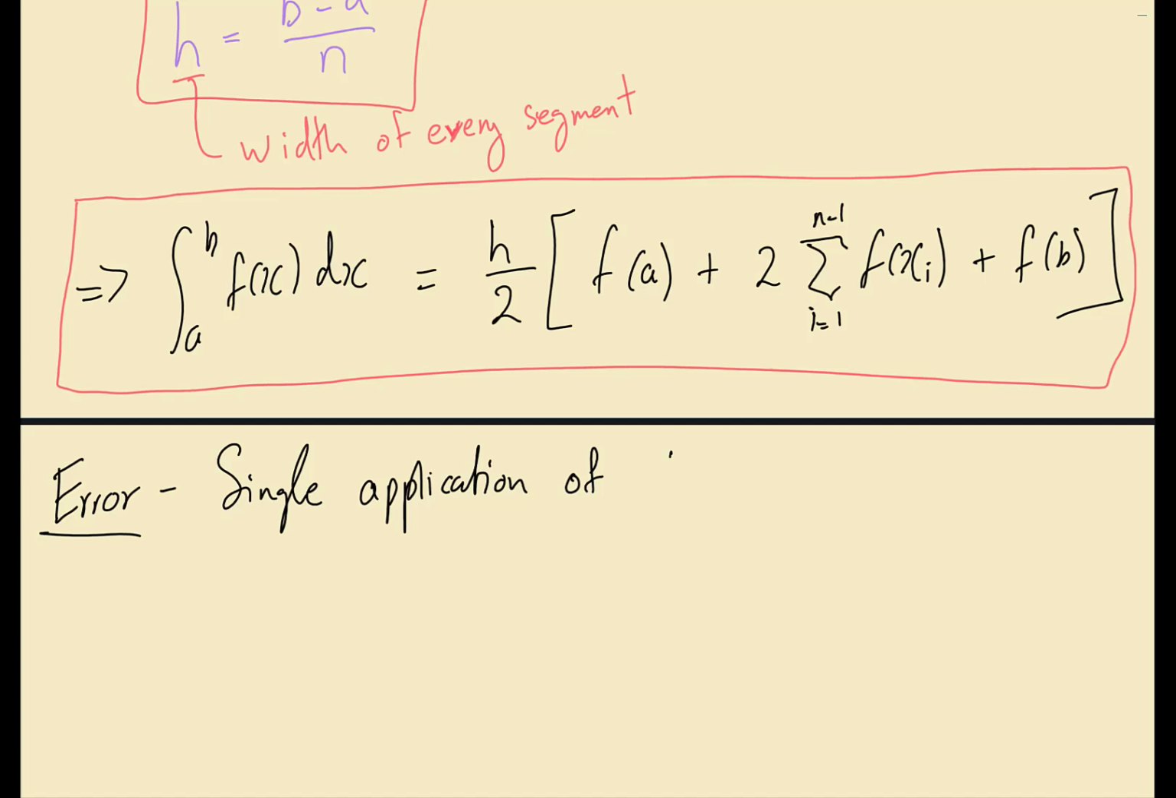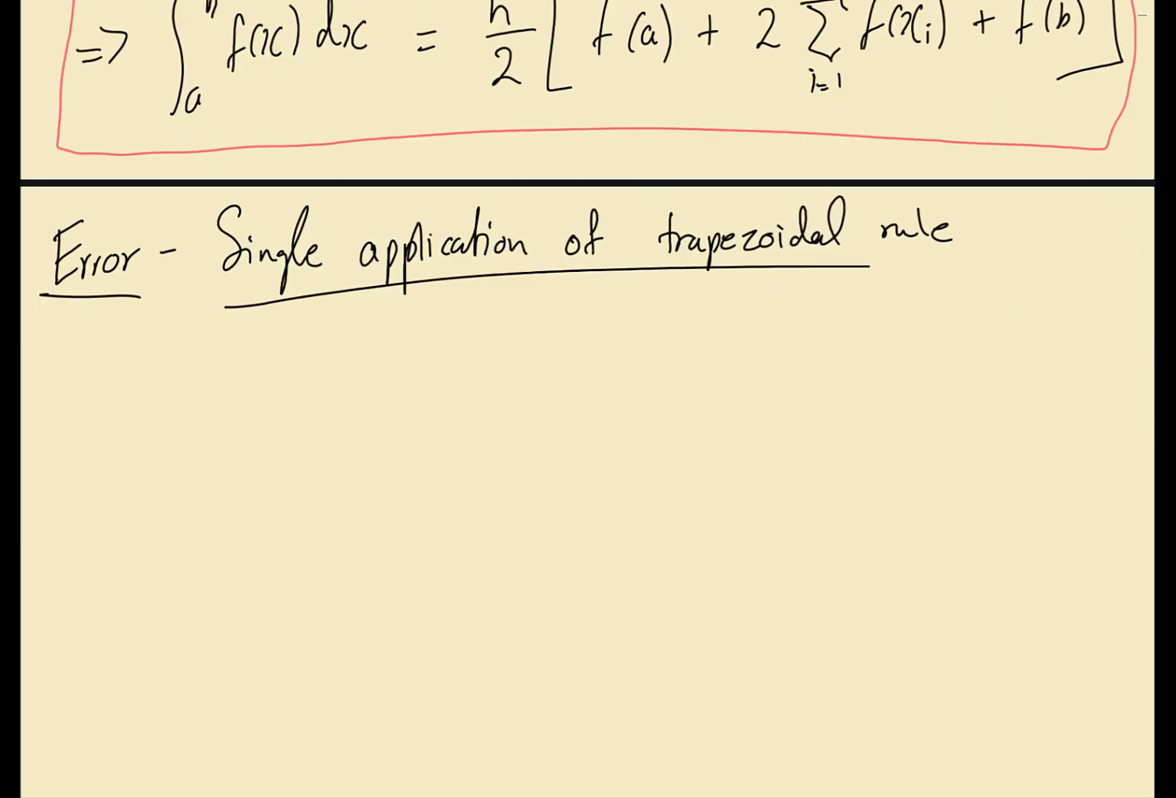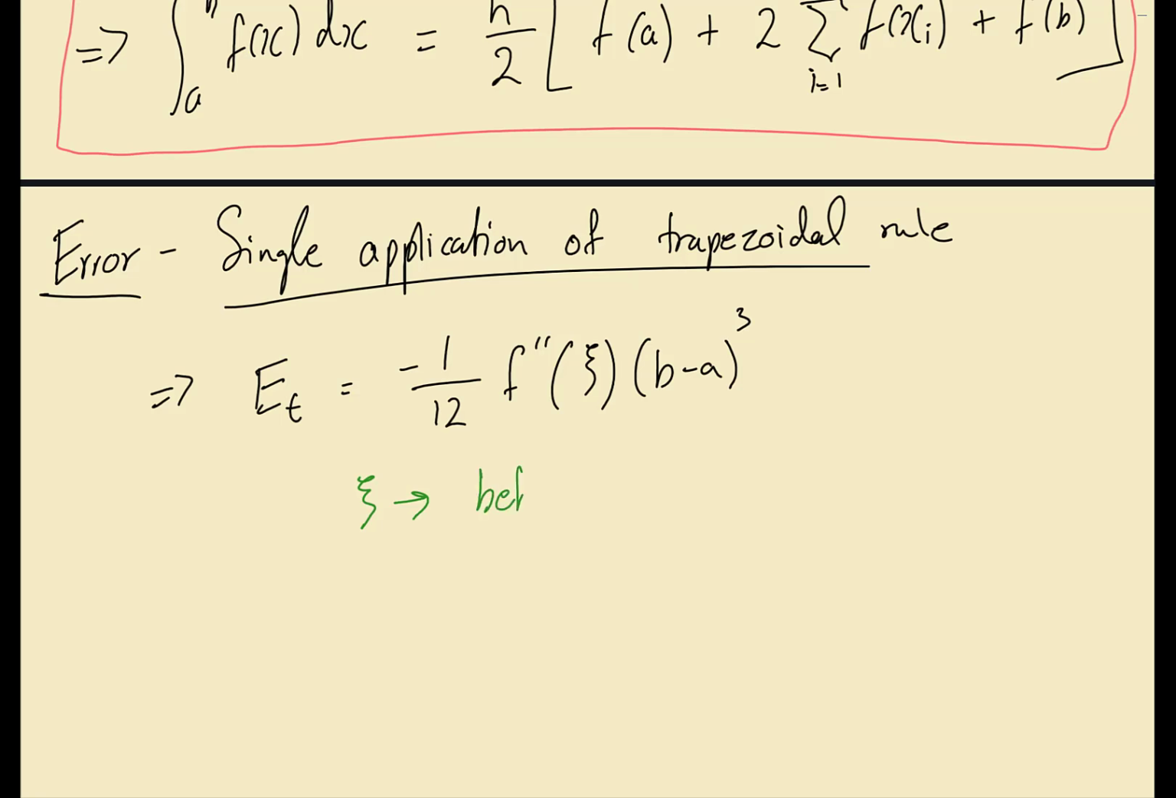All right. So single application of trapezoidal rule. The error in this case is approximated as ET equals -1/12 f''(ψ) times (b minus a) cubed, where ψ again is a value between a and b.